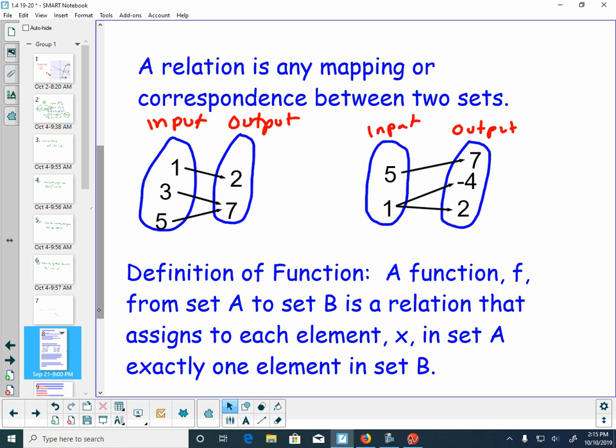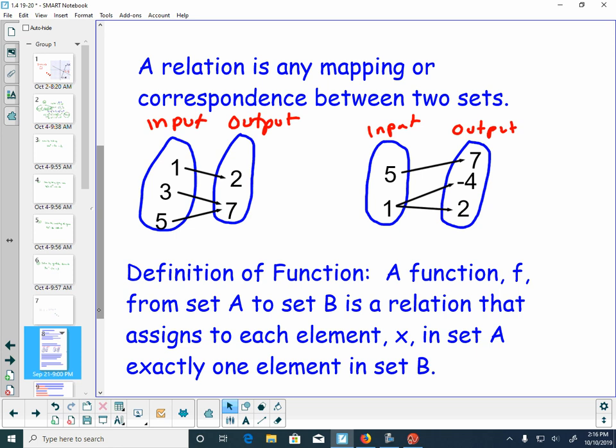So I don't want you to copy this definition down. I just want you to look and listen for right now. A function f from set A to set B is a relation that assigns to each element x in set A exactly one element in set B. You do not need to write that down, but I do need you to wrap your head around that. And that means that one of these relations qualifies as a function, and one of them does not. Which one of these is not going to be a function? Gina, why the one on the right?